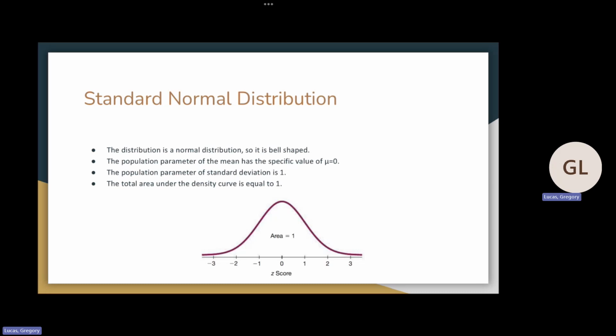So we say the distribution is a normal distribution, so that it is a bell-shaped distribution. The population parameter of the mean has the specific value of mu equal to 0. The population parameter of standard deviation is 1, and then the total area under the density curve would be equal to 1. So under this bell-shaped curve, our area is still equal to 1. It is a little bit harder to see since it's not just a rectangle, but it will still have an area of 1.